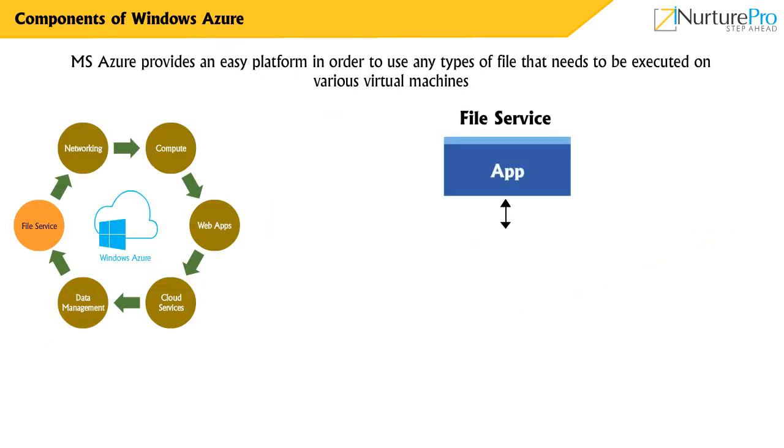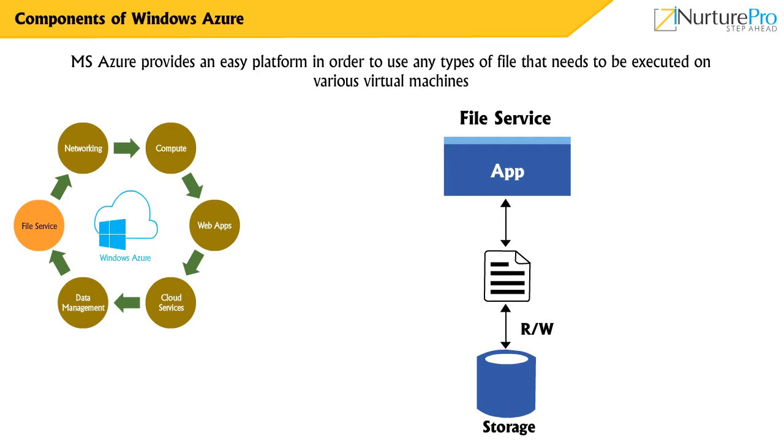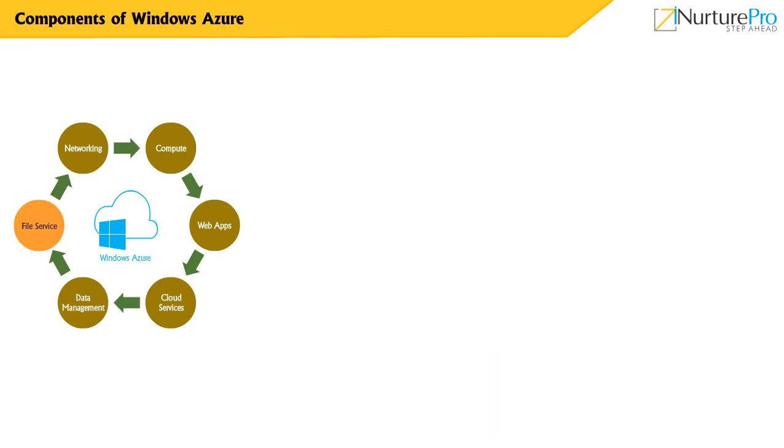Microsoft Azure provides a convenient and user-friendly platform in order to use any type of file that needs to be executed on various virtual machines. Microsoft Azure provides file storage through the Server Message Block or SMB protocol, which utilizes a server's shared position on its platform. Applications running in the Azure platform can use their files to be shared between different virtual machines using different file system APIs like read file and write file.